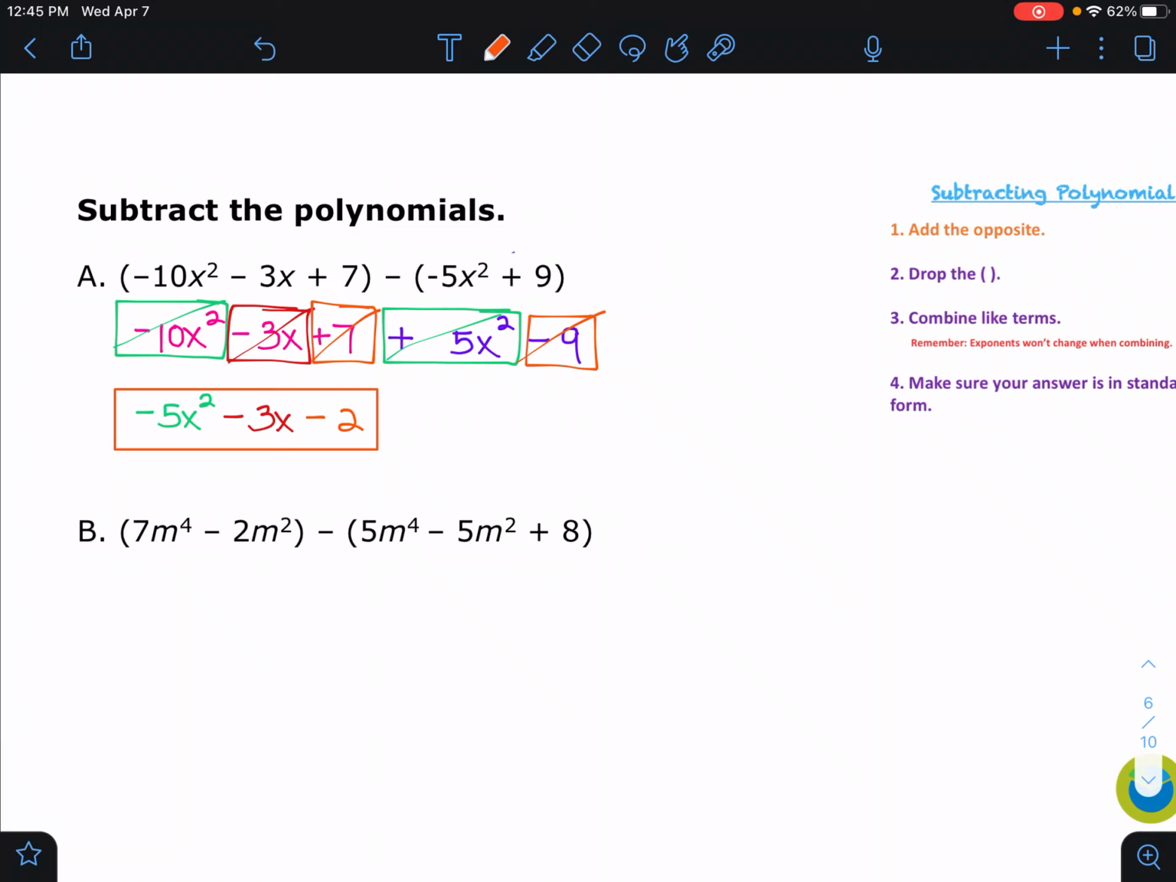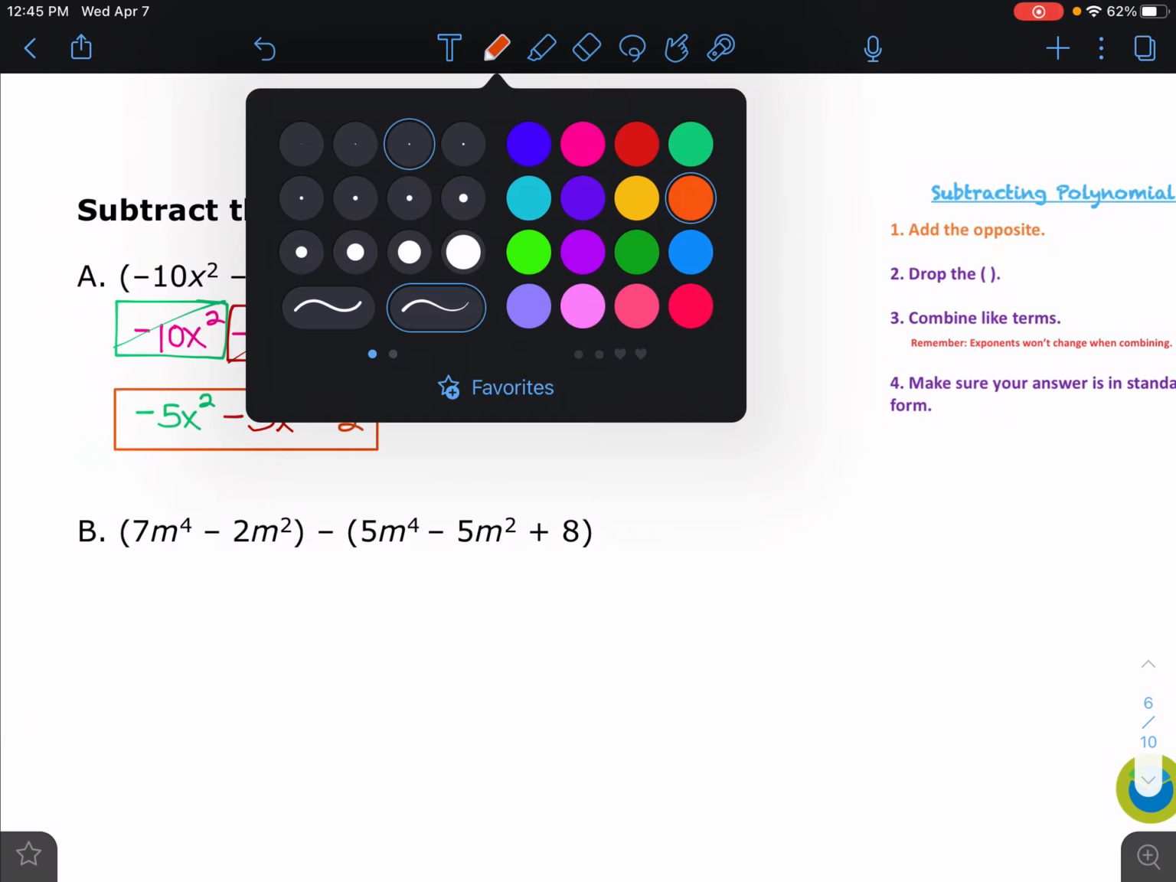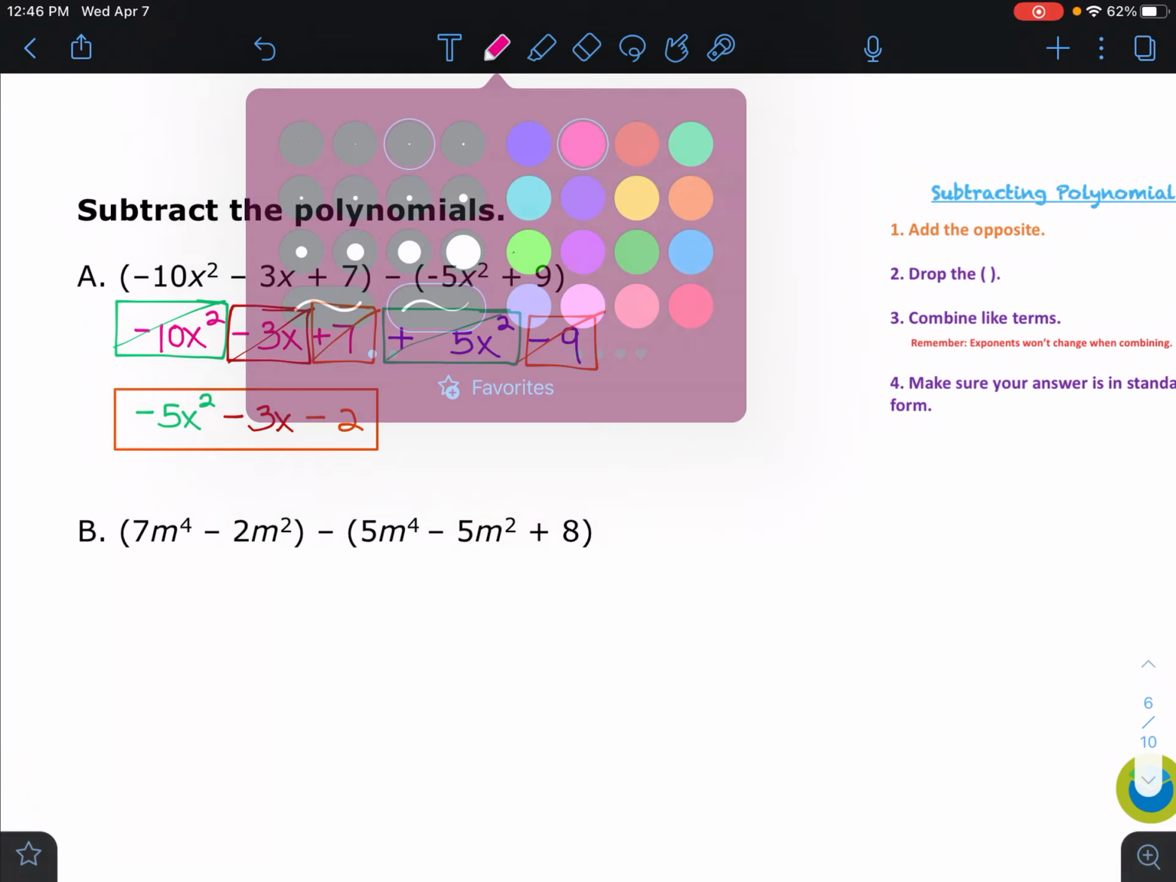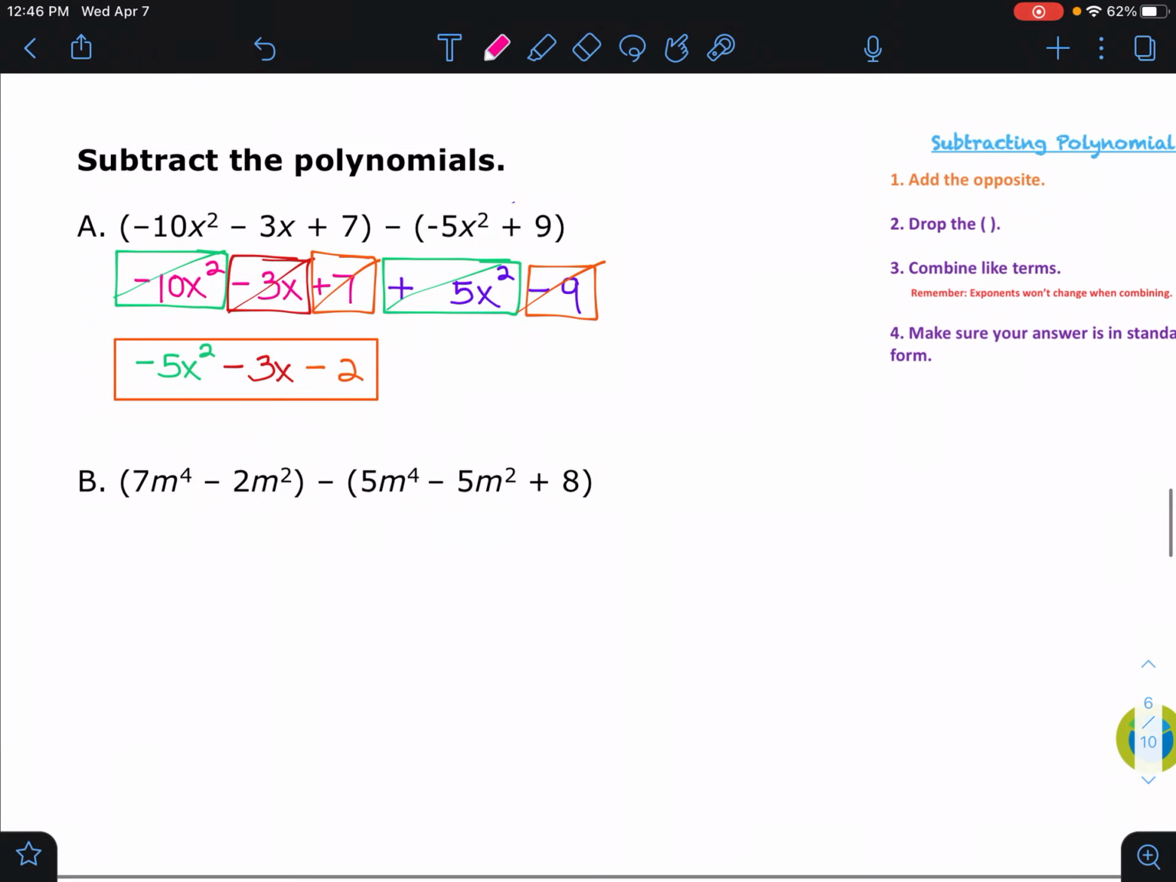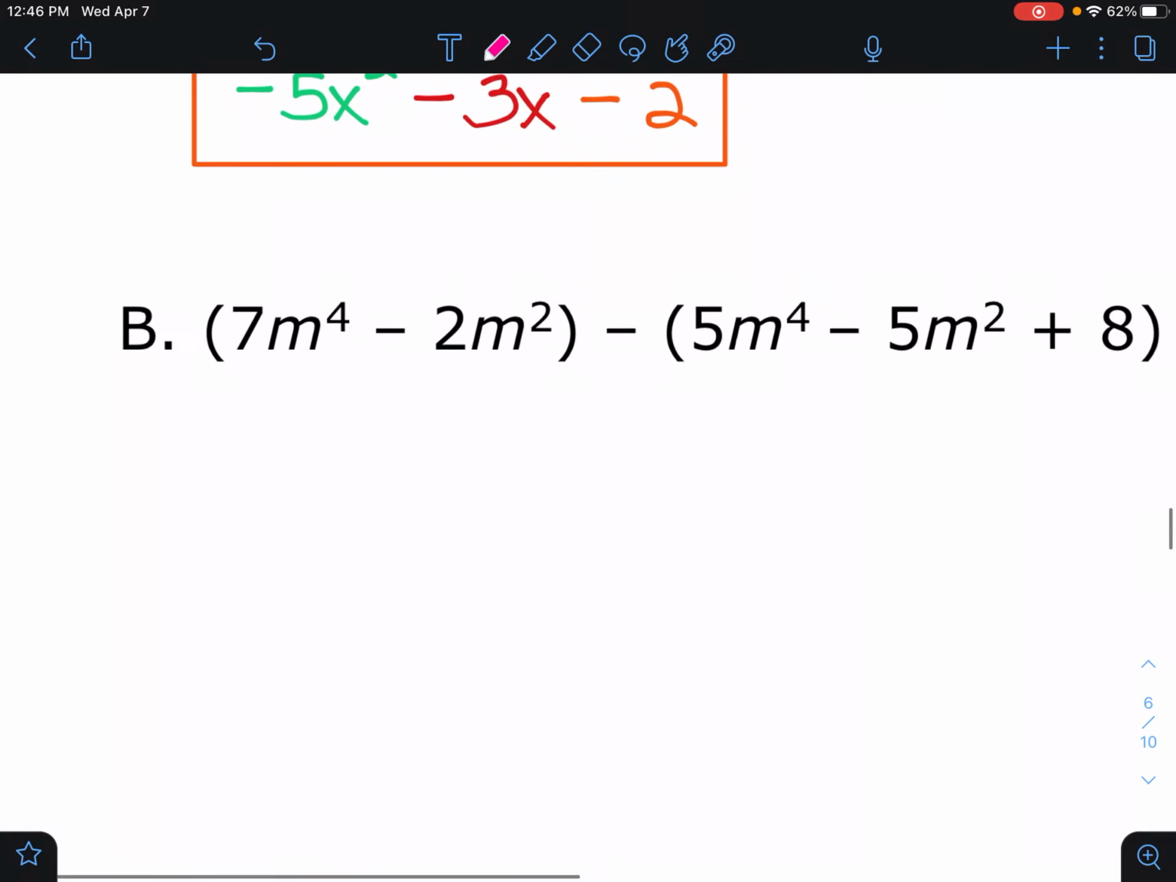So add the opposite, that's the key first step. Okay, so let's try this again. Here we go. I'm going to copy the first. Okay, leave the parentheses in there for now. 7m to the 4th minus 2m squared.